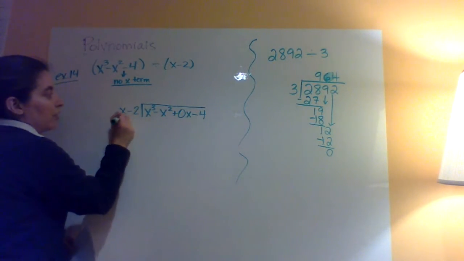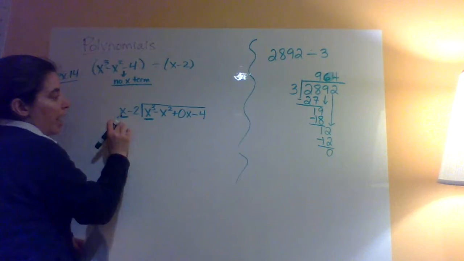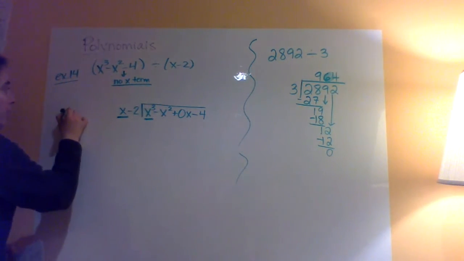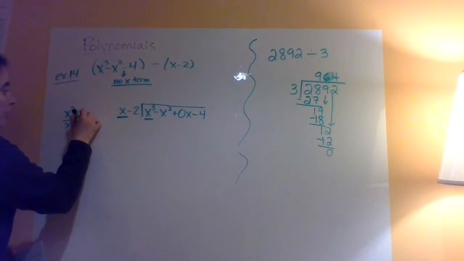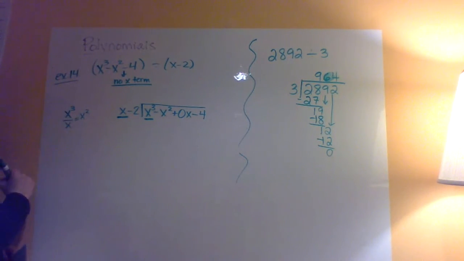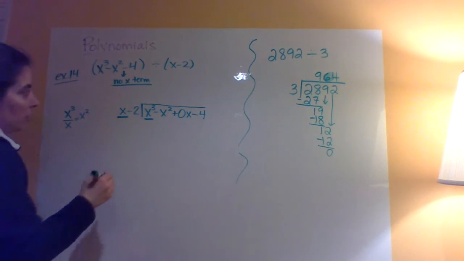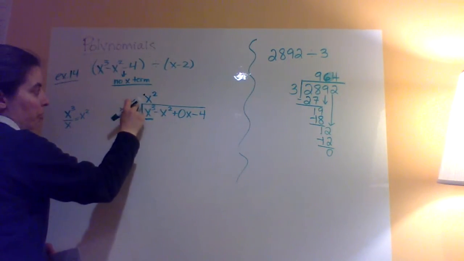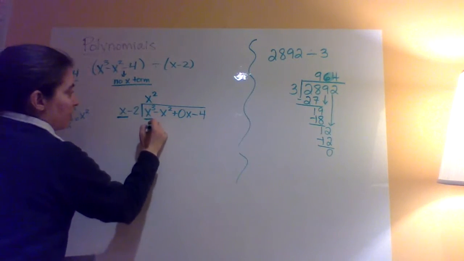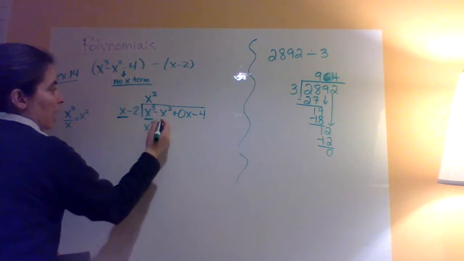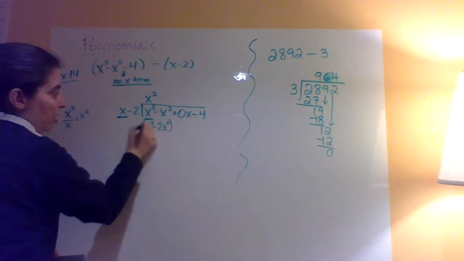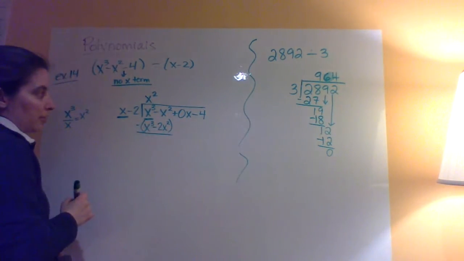So again, let's look at this. Leading term, leading term. X times what gives me x to the third? Or x to the third divided by x equals what? Well, it equals x squared, right? If I divide like expressions with like bases, I subtract the exponents. So here's going to be x squared. Now I multiply this by both terms. X squared times x is x cubed. X squared times negative 2 is negative 2x squared. Don't forget now I want to subtract more than one term, so I need to put it in parentheses.